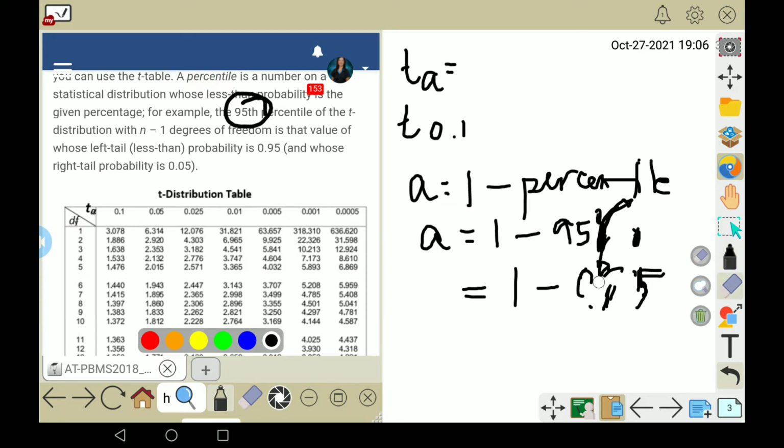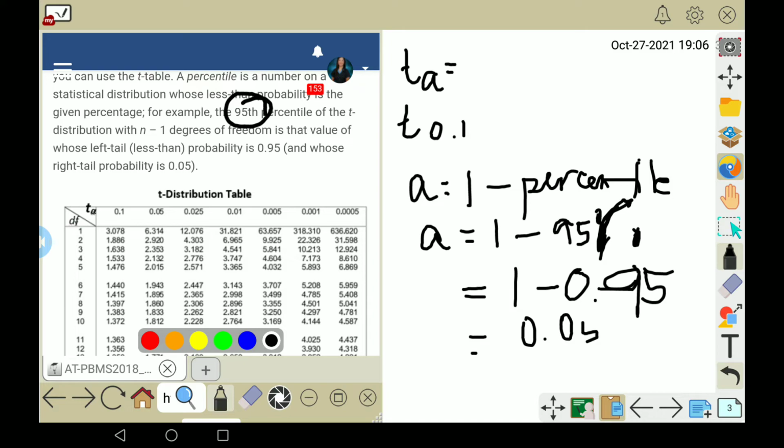Okay, again, 0.95. So 1 minus 0.95 is equal to 0.05. So when we say T of A, the T of A here is equal to T sub 0.05.